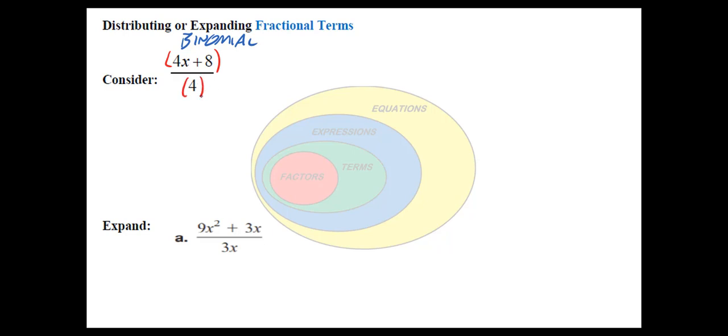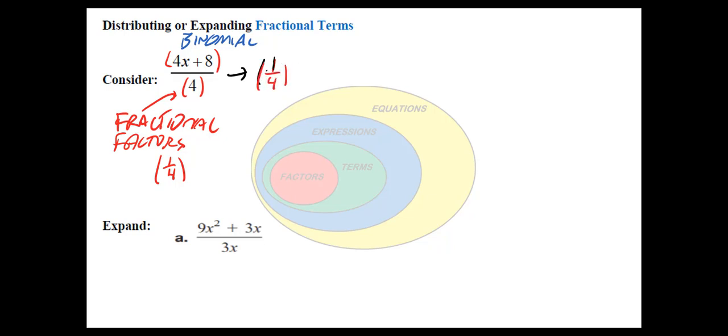And the denominator is also grouped as a factor. So this is a factor of 4 in the denominator. When a factor is in the denominator, I like to call these fractional factors. And since it's a 4 in the denominator, the fractional factor would be a factor of 1/4. So we could rewrite this fractional term as a factor of 1/4 times the factor in the numerator, 4x plus 8.